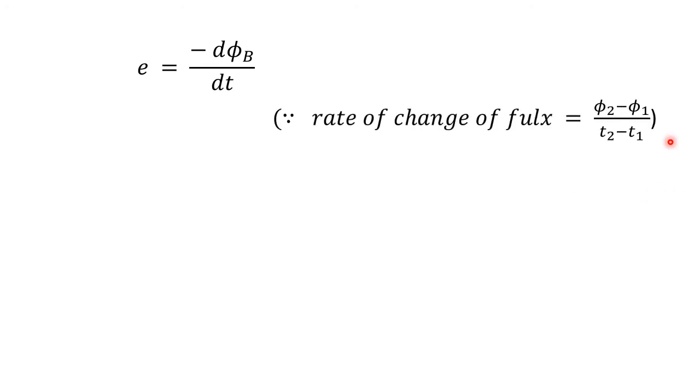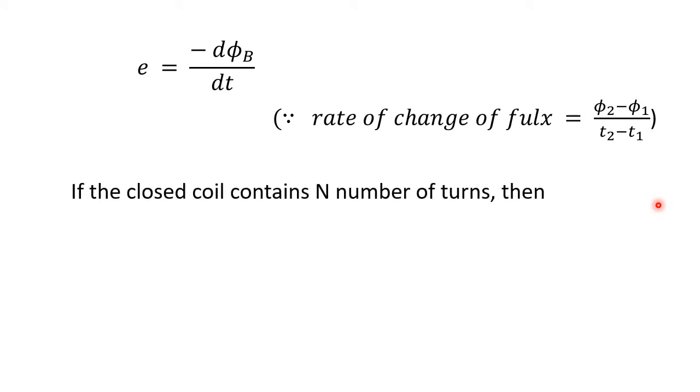Suppose there are n number of turns. Before that, the rate of change of flux d phi b means a change in flux, that is final flux minus initial flux, phi 2 minus phi 1, and likewise time, initial time t1 and final time t2. So at two instants of time, phi 2 minus phi 1 by t2 minus t1 is the rate of change of flux, which equals EMF. For n number of turns the EMF is also n times. If the closed coil contains n number of turns, then the induced EMF will be E equals minus n into d phi b by dt.